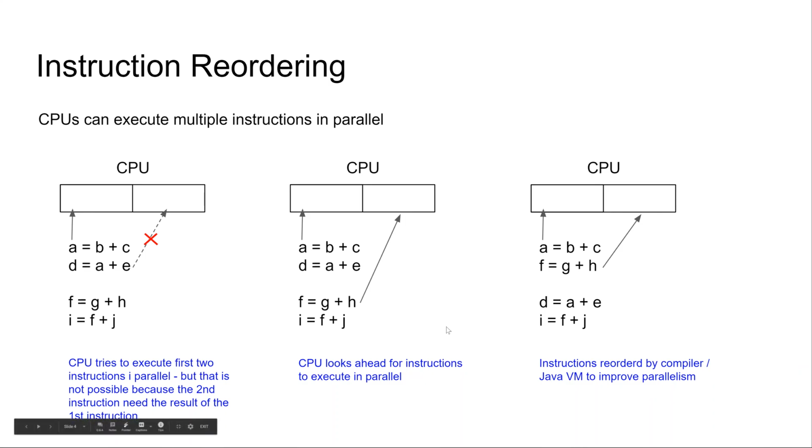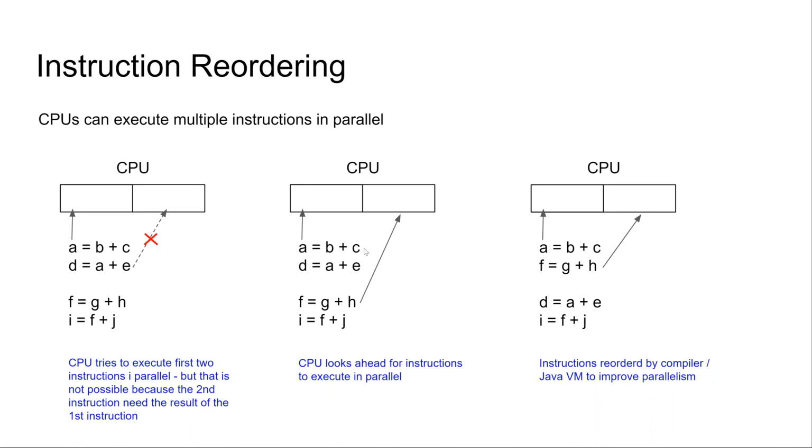In order to increase parallelism, a CPU may look ahead at future instructions to see if any of them can be executed in parallel with the one that it is currently executing. So if you look at the example here, if it starts by executing this instruction, it realizes it cannot start this instruction because this depends on the output of the first instruction. But then it gets to the third one and realizes this instruction does not use any of the results from the first two instructions. So this instruction could be executed in parallel with the first instruction.